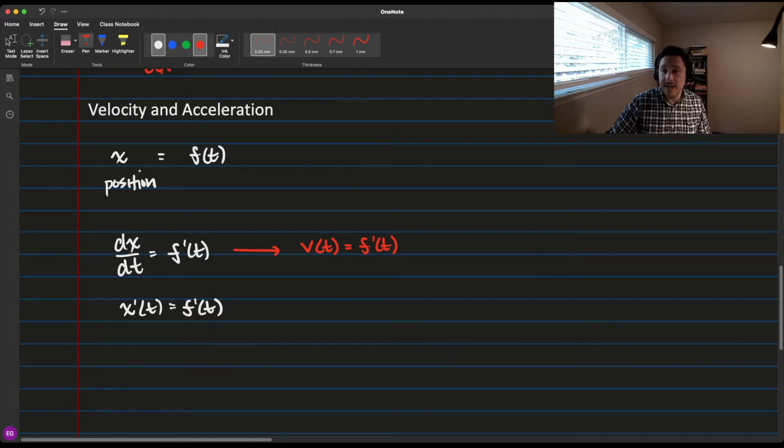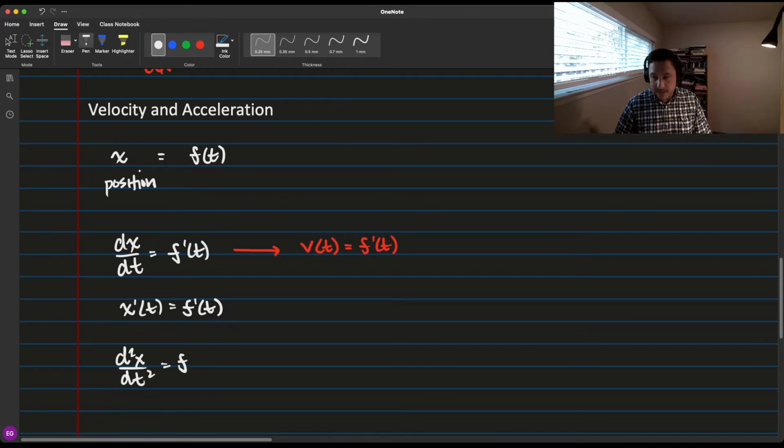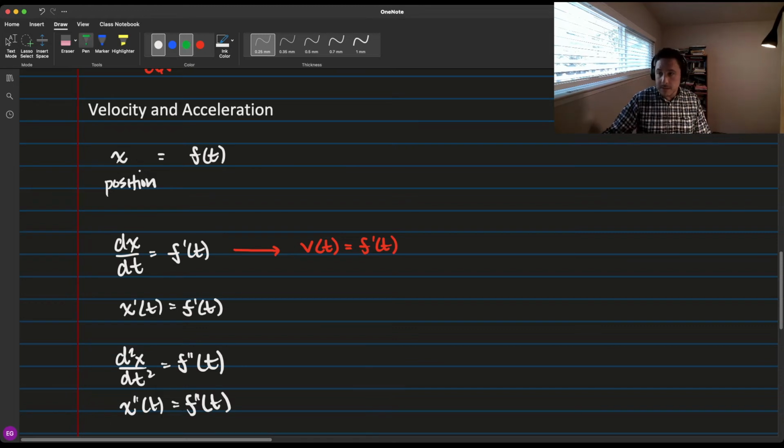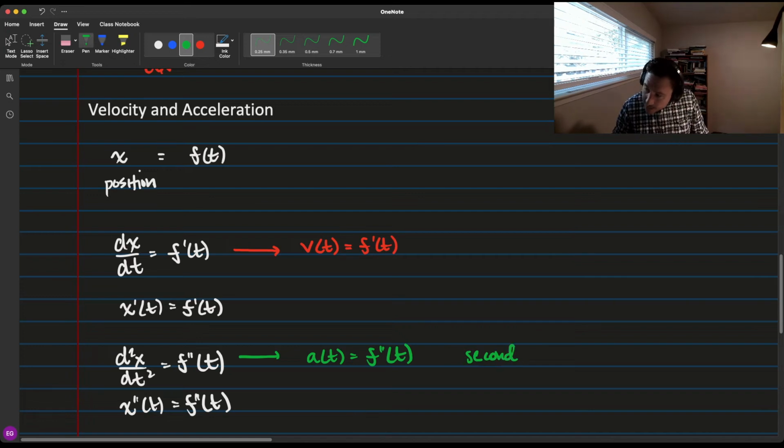Let's say you take the derivative again. Well, you get the second derivative of x with respect to t. That's f double prime of t. Or you can write it as x double prime of t equals f double prime of t. You might remember that the derivative of velocity is acceleration. So acceleration equals f double prime of t. Okay, so this is a second order differential equation. This is a first order differential equation.